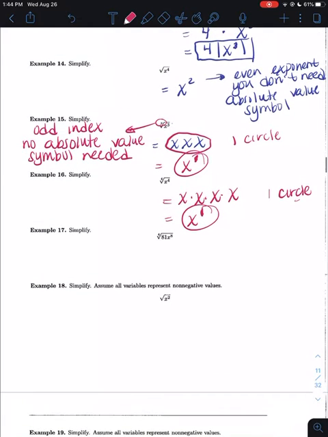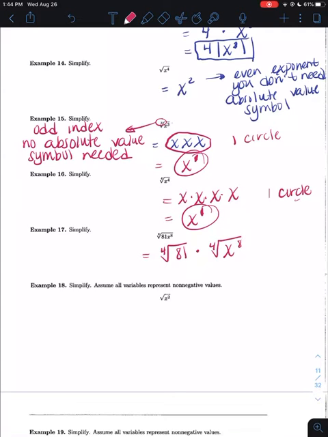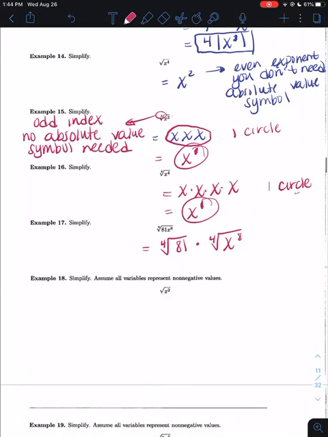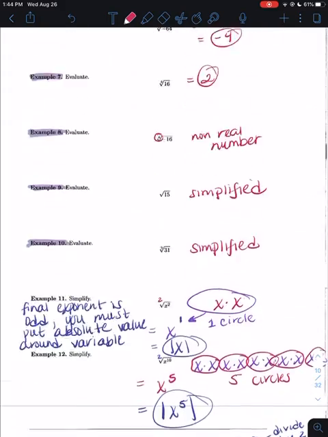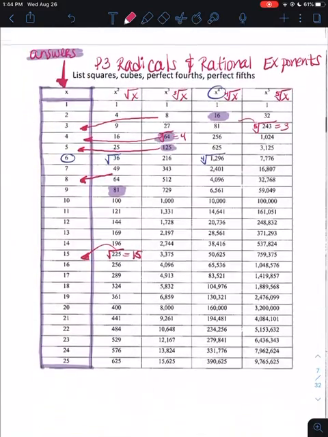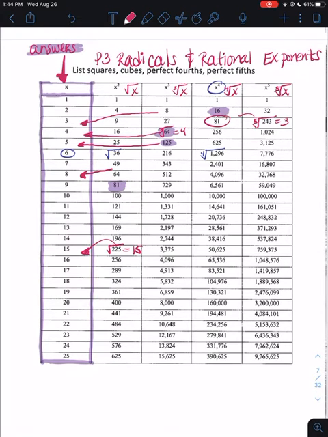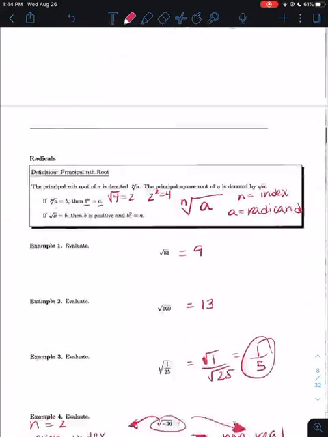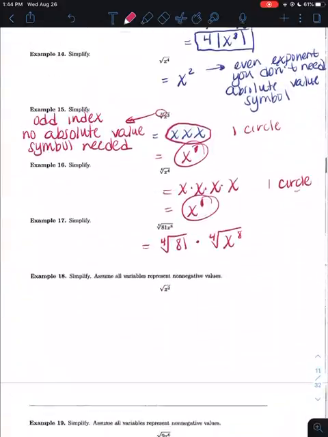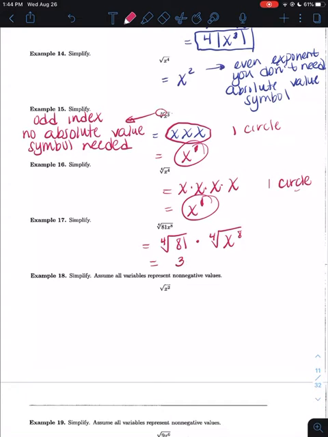All right. So now let's look at the 4th root of 81, x to the 8th. So this would be the 4th root of 81 times the 4th root of x to the 8th power. When it comes down to the 4th root of 81, I'm going to look at my chart and see if 81 is a perfect number underneath the 4th column. So here's my 81. The 4th root of 81, if I follow all the way over here, is 3. So the 4th root of 81 is 3.